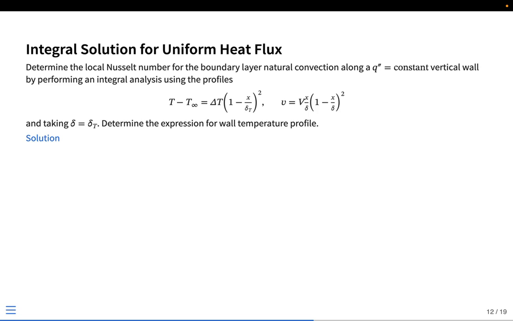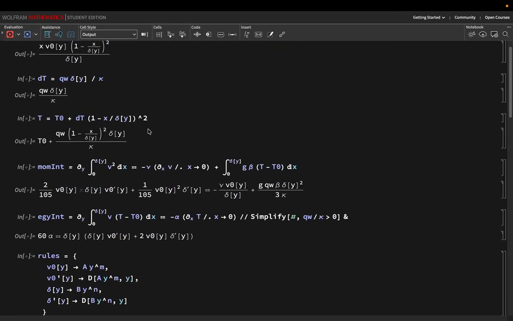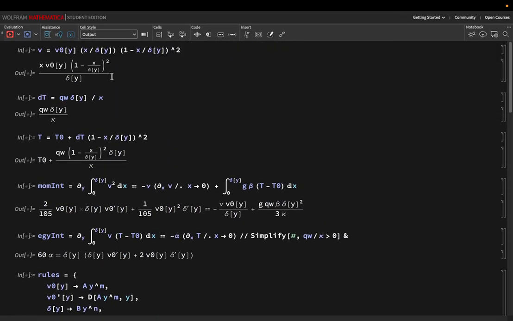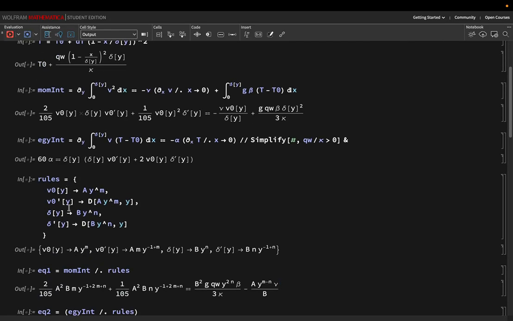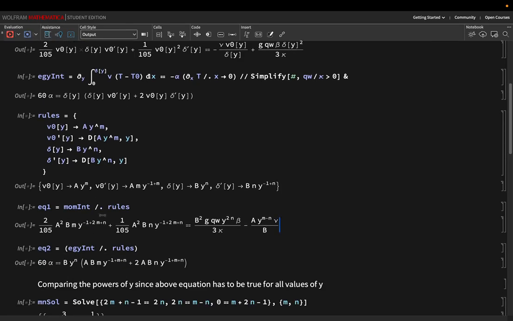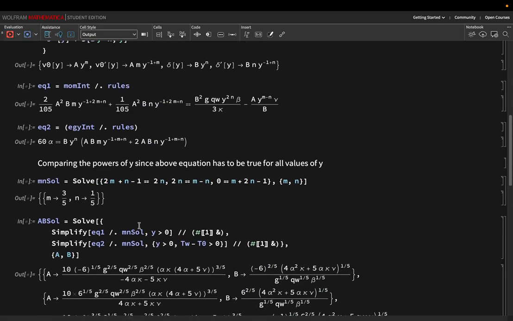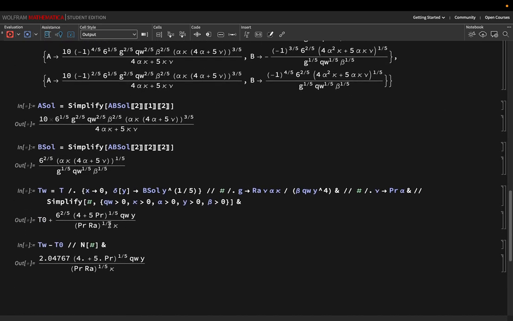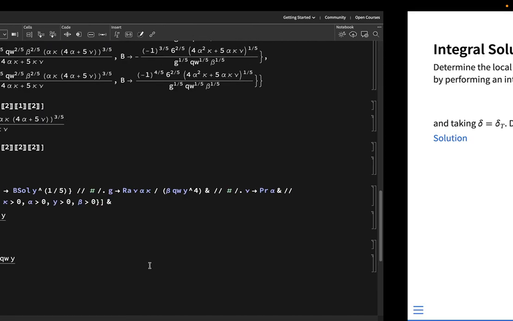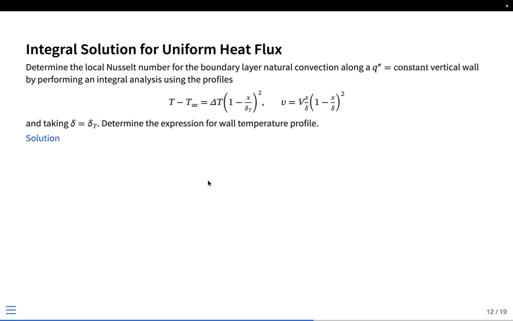Let's go see the steps that I have listed down here. First, obtain a differential equation in terms of delta and v by substituting the velocity and temperature profiles into the momentum and energy integral equations. Then assume v to have this particular profile, a y to the power m, and delta to have b y to the power n, and then exploit the rule that it has to be true for all values of y to get the values of m and n. Substitute them back, find the values of a and b. Once you have a and b, you can directly simplify the original equation to get an expression for the temperature. Right? Are there any questions?